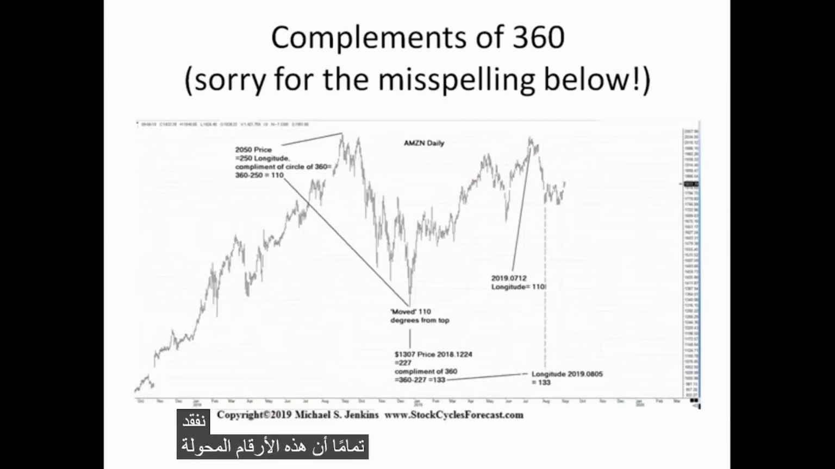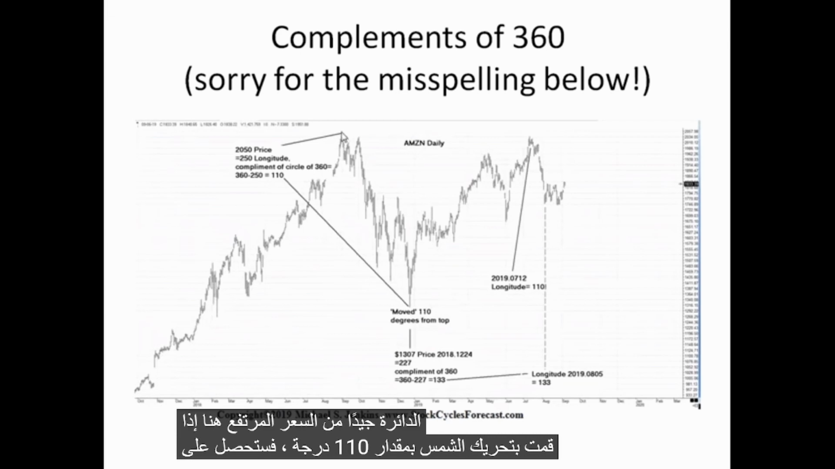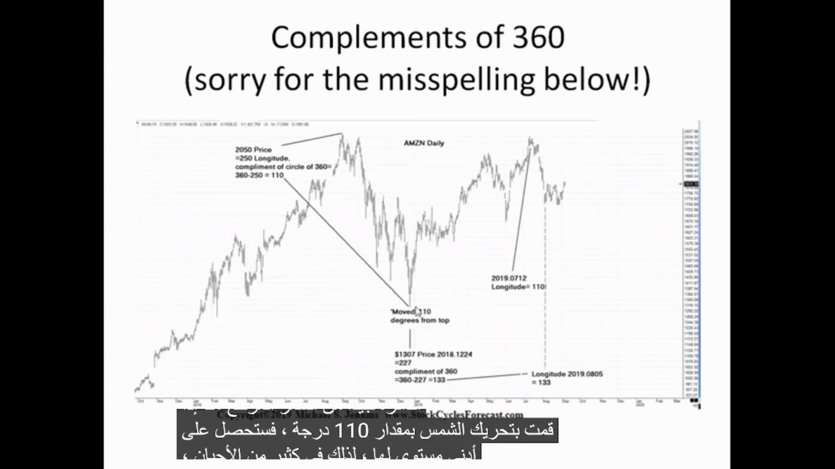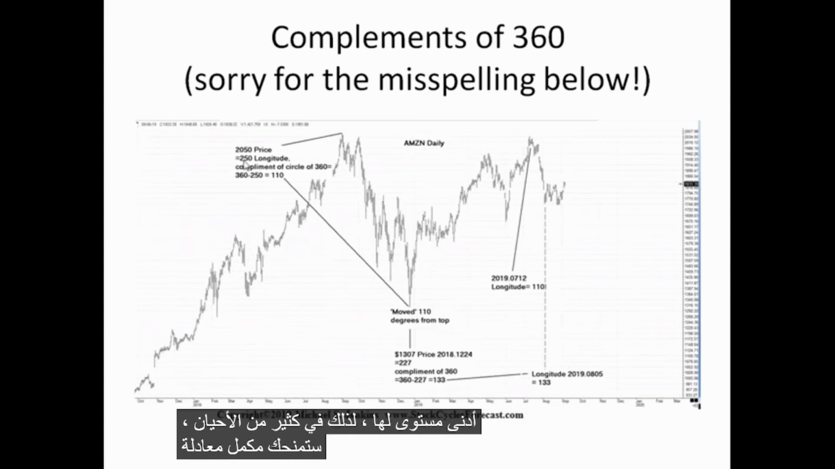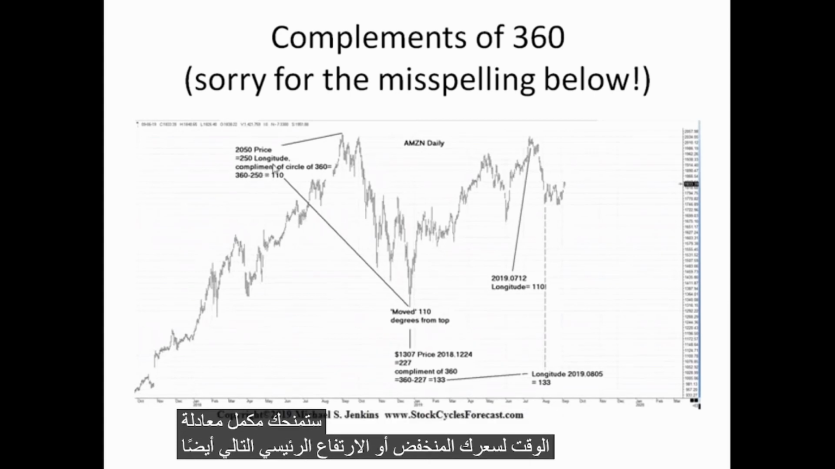Most people miss completely that these numbers converted also have a complement of 360. So the price over here, 250 price equals 250 longitude. But what about the leftover? What about the 360 minus the 250? We have 110 left over in the circle. Well, from the high price here, if you move the sun 110 degrees, you get the exact low. So oftentimes the complement of your price equals time equation will give you the next low or major high.